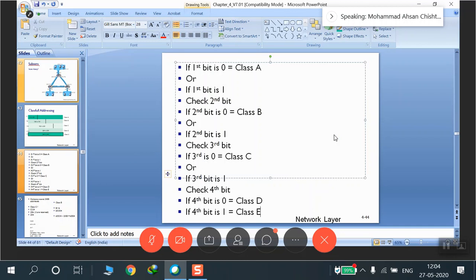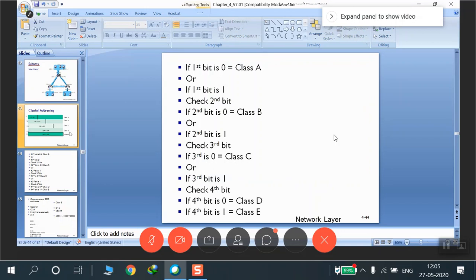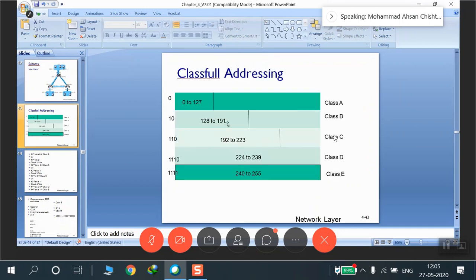Now if I give you a question like find the class of an IP address, okay, I have an IP address 134.12.16.55. What would you do here? You would check the first byte, which is 134. And 134 lies between 128 and 191. So obviously it belongs to class B.